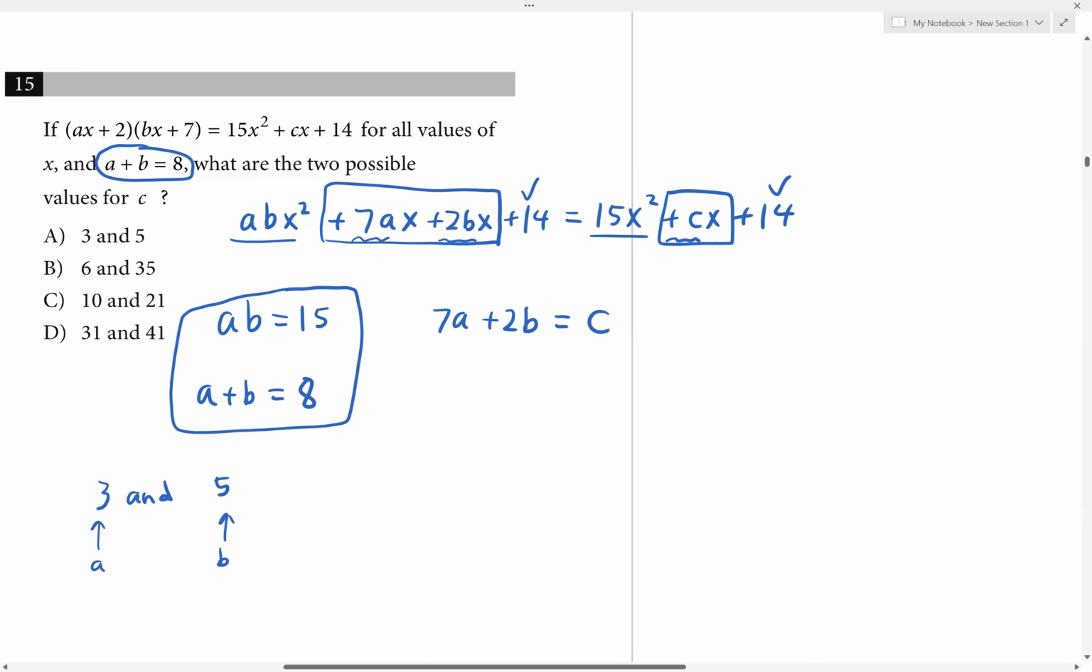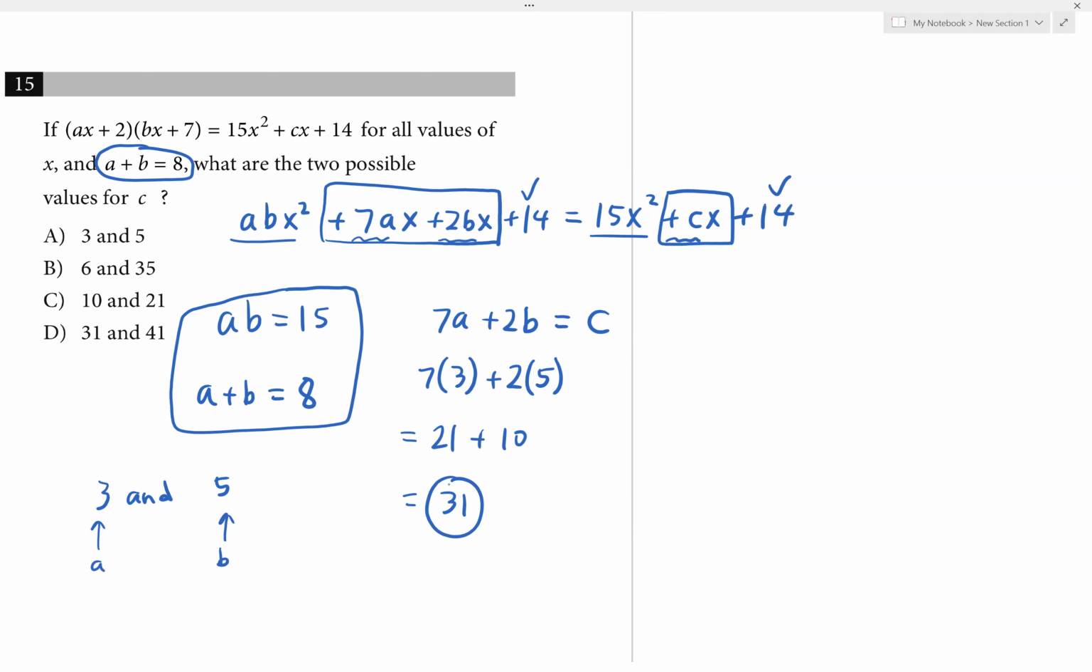then let's go ahead and plug in and solve for c. That would be 7 times a, which is 3, plus 2 times b, which is 5. That should equal c, and we solve this out. 3 times 7, 21, plus 2 times 5, 10, and we get 31. Okay, so one possible value for c should be 31. All right. And well, if you look at the answer choices, the only one that has 31 has to be D. Okay, that's the only one there.